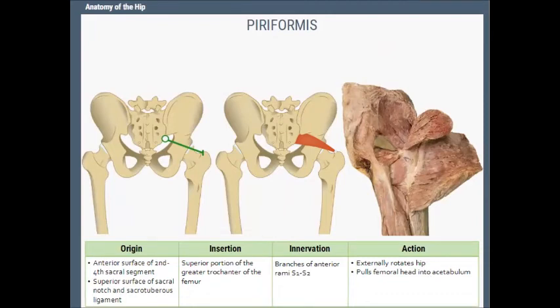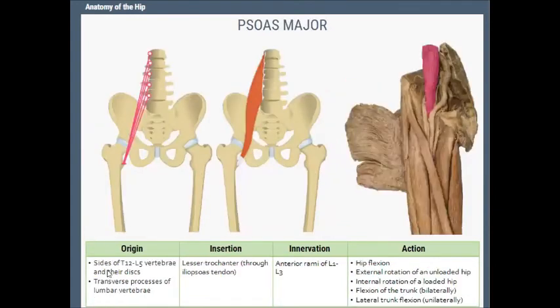Next comes the psoas major. In the iliopsoas group, it originates from the sides of T12 to L5 and the transverse processes of lumbar vertebrae. Insertion will be on the lesser trochanter. Innervation is from the anterior rami of L1 to L3. Action is very important: hip flexion, external rotation of unloaded hip, internal rotation of loaded hip, flexion of trunk, and lateral trunk flexion. So it also helps in the flexion of the trunk region, that is psoas major.